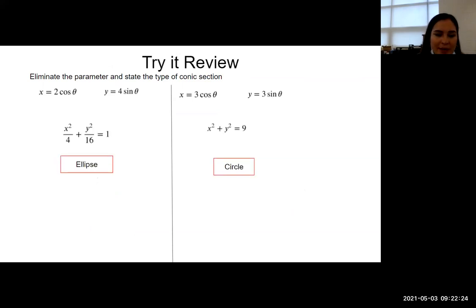All right, so now hopefully we got that on the left side, we have this ellipse, x squared over 4 plus y squared over 16 equals 1. And the right side, we got a circle, x squared plus y squared equals 9. And that's a circle with radius 3.